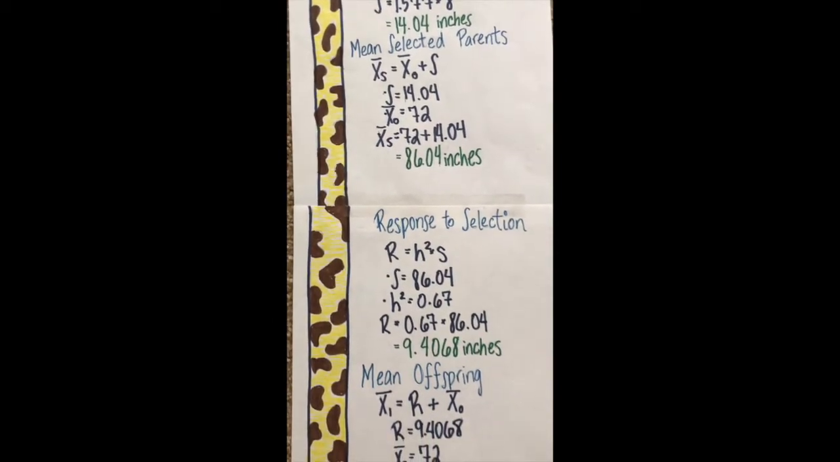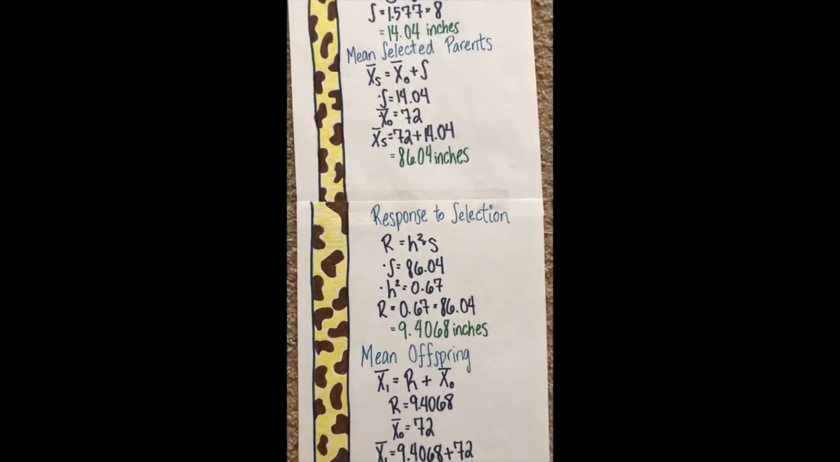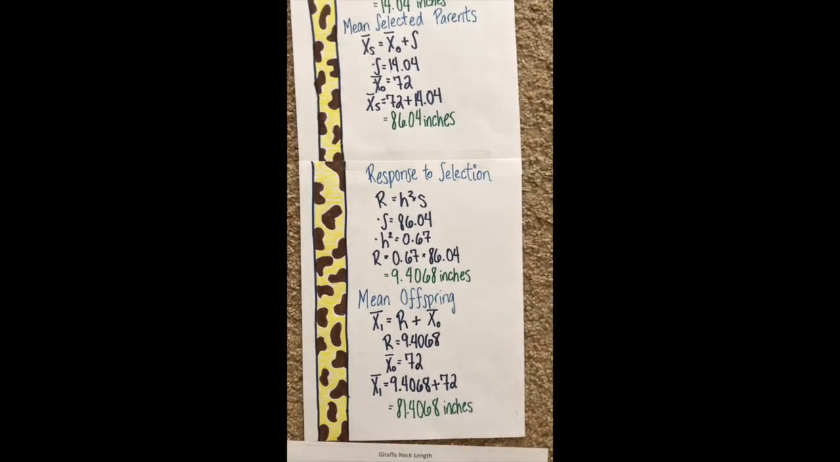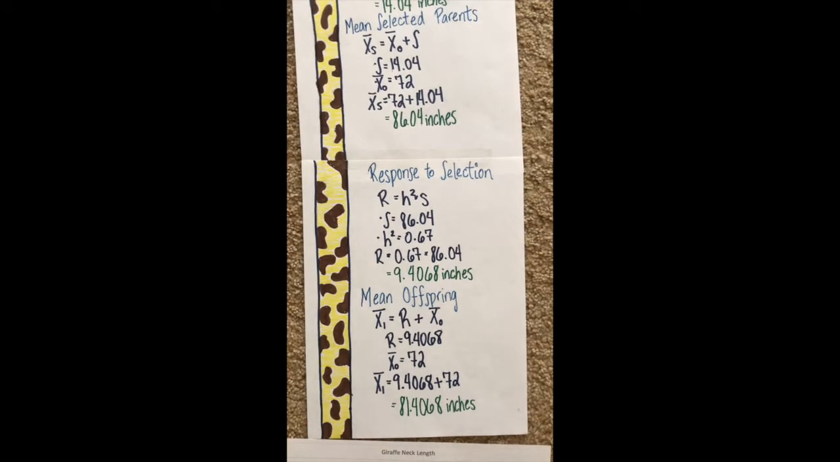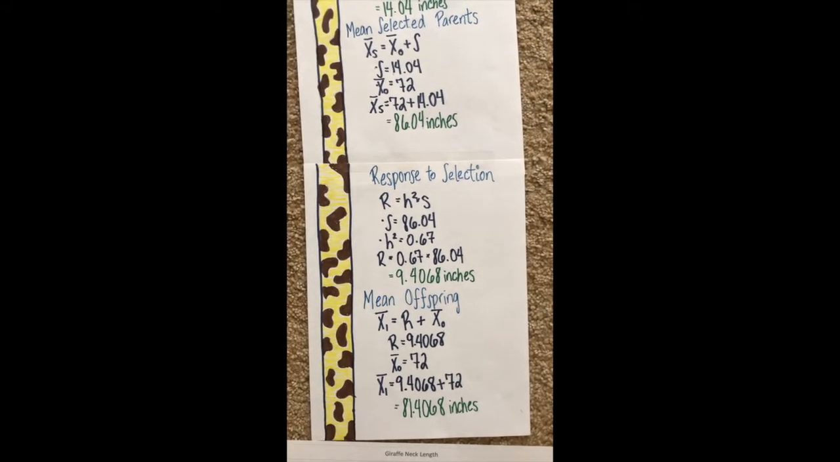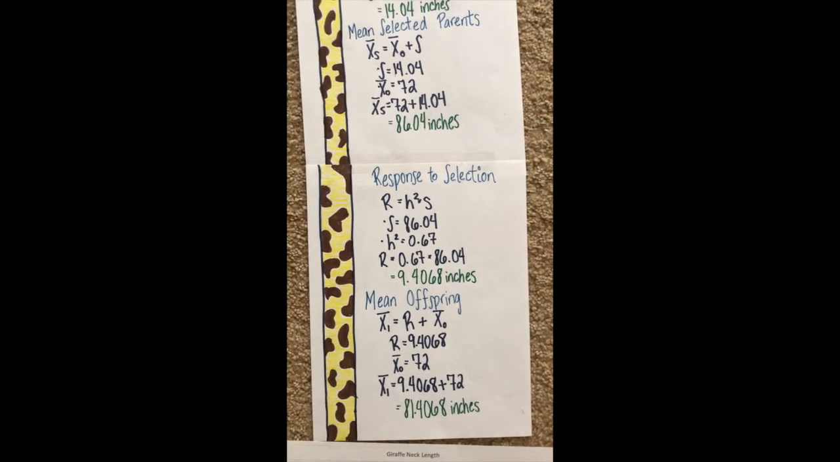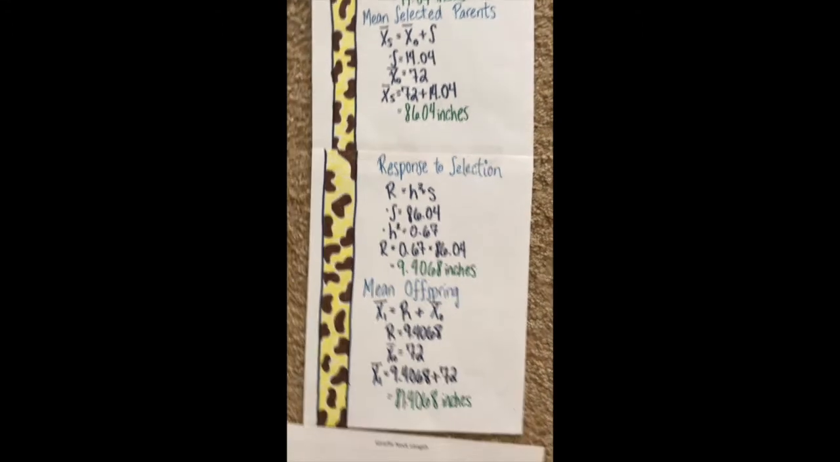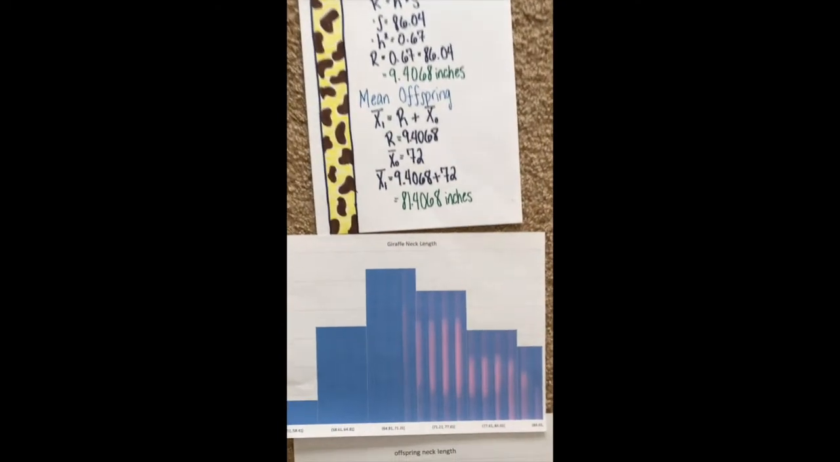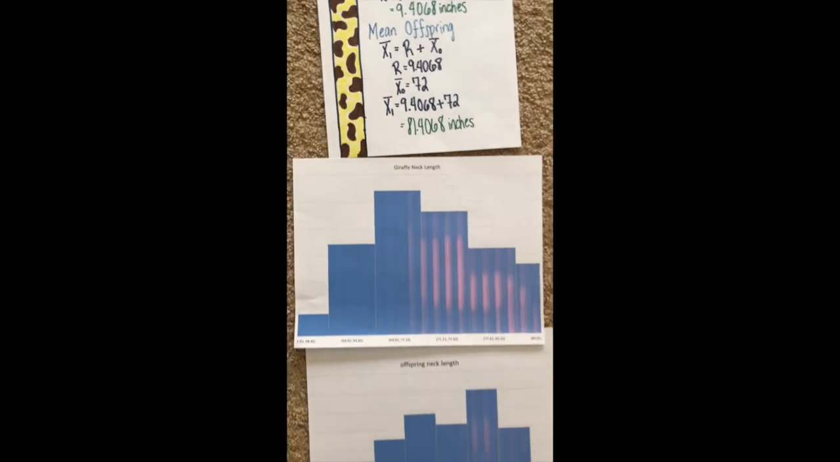The response to the selection can also be calculated. This is done using the realized heritability of 0.67 and multiplying it by the selection differential. This value in this case is 9.4068 inches. We can then use this value plus the original mean to find the mean of the offspring. All of the distributions from the original mean, the selected parents, and the offspring are shown below.